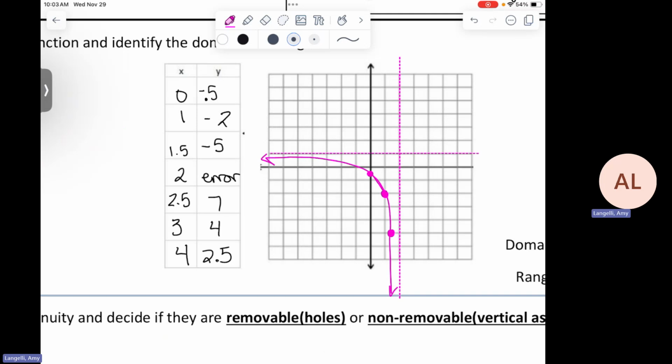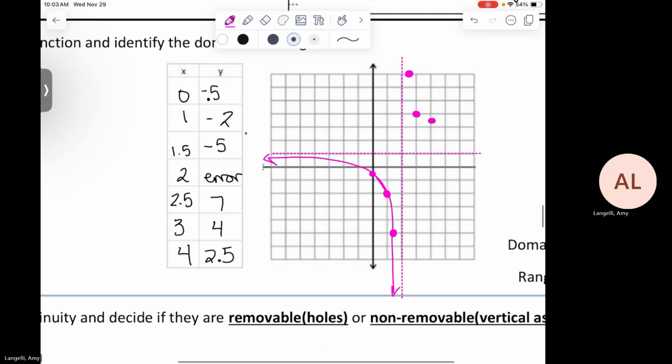Get my other points on there. 2, 3, 4, 5, 6, 7. 1, 2, 3, 4, 5, 6, 7. There's 2.5. 1, 2, 3, 4. Right there. Ooh, I didn't like that. That looks silly. Oh, I went up 3.5. That's why.